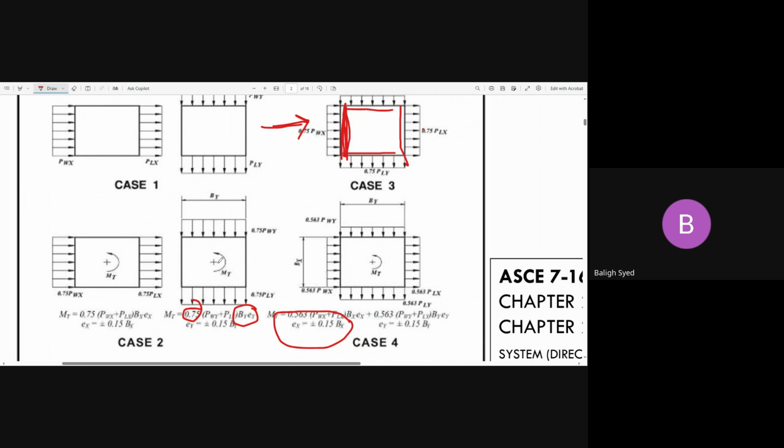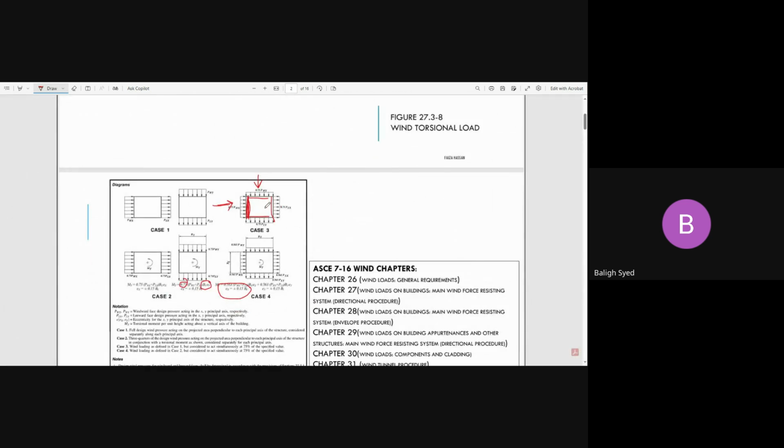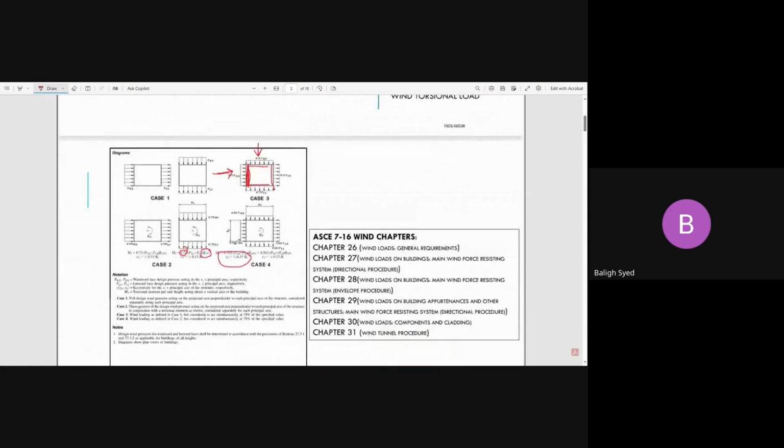So if you understand this case, how the pressures from the different orthogonal planes or orthogonal faces combine: the direction under consideration, that's your main direction, you will take 0.75. Then the direction which is perpendicular to the direction under consideration, you will also take 0.75 from there. Make sense what I'm saying?